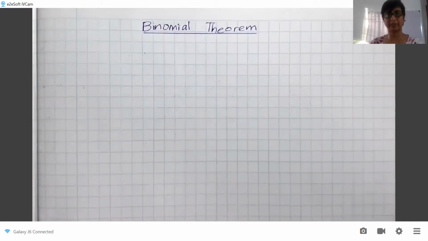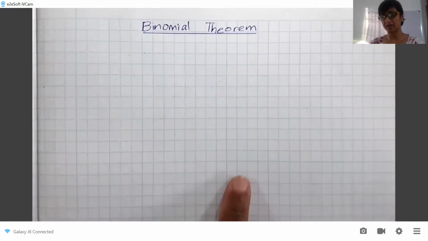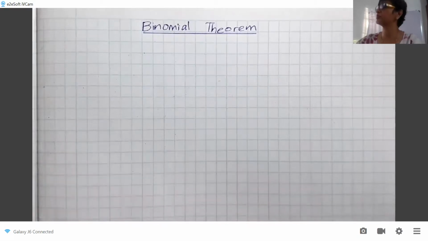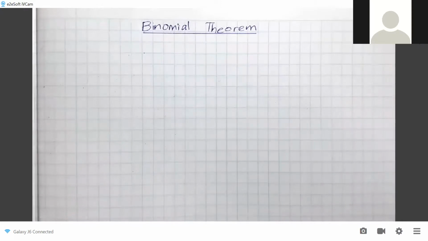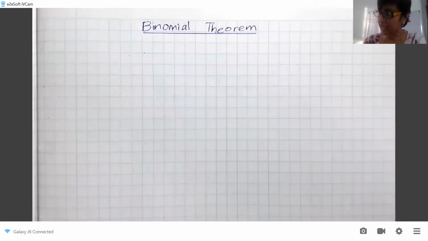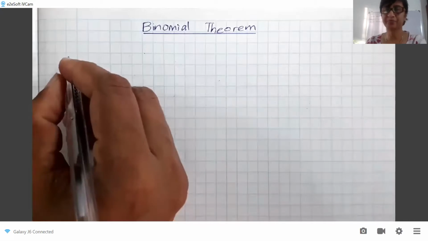Is the paper lit up enough? Is the brightness enough, or do you want me to brighten it? I think that is better, right? Okay. Can you try expanding?